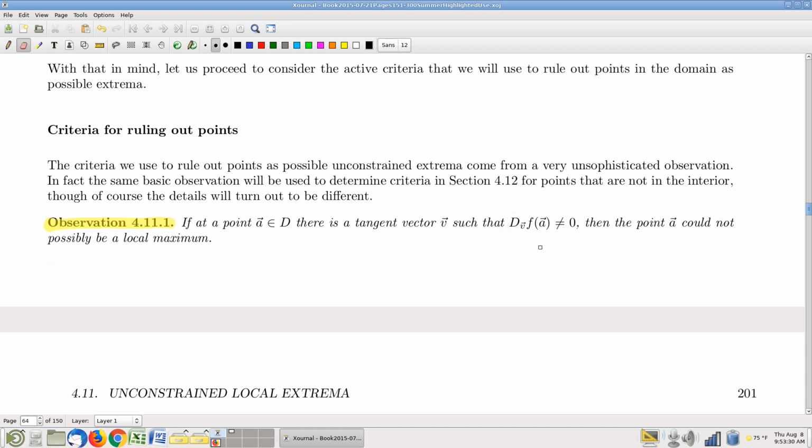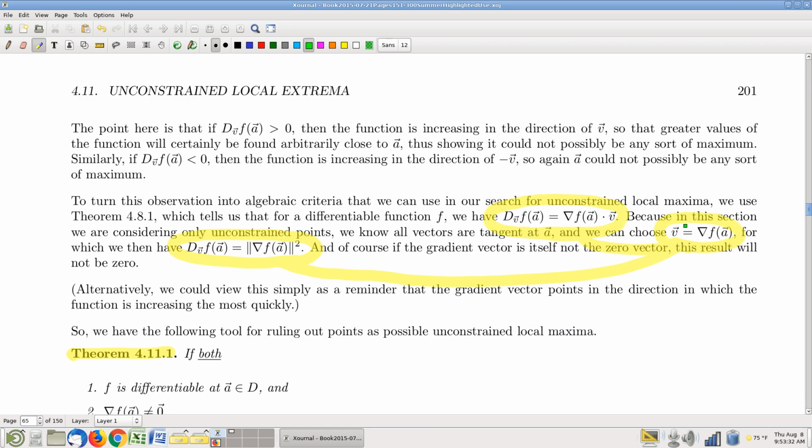So how broadly does this apply? How many points can I eliminate? Most of them. This is a very powerful idea. Here's our formula for directional derivatives. How about this? Just go in the direction of the gradient vector. We know the direction of the gradient vector. That's the direction the function's increasing the fastest.